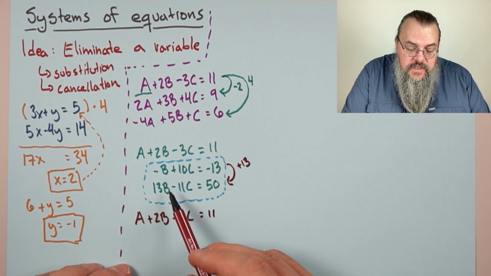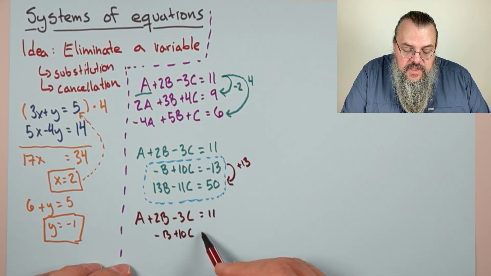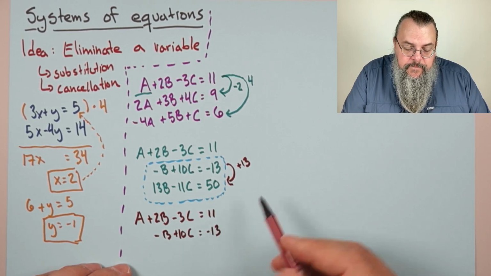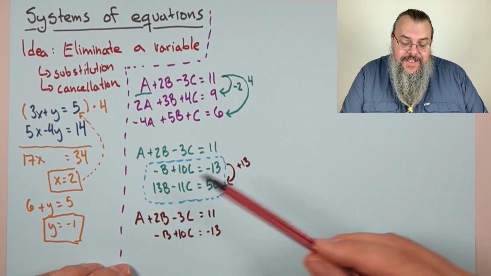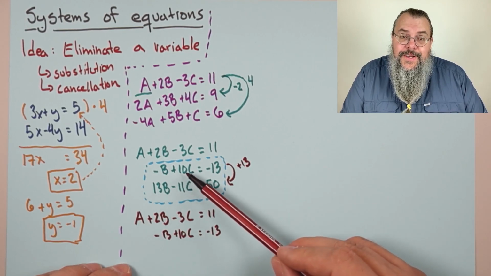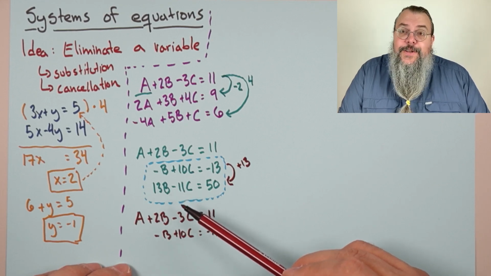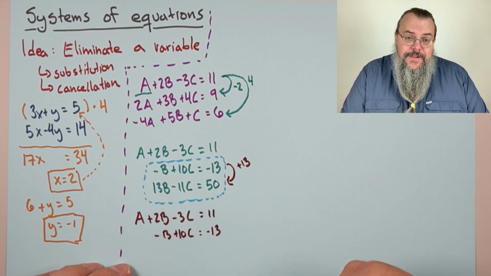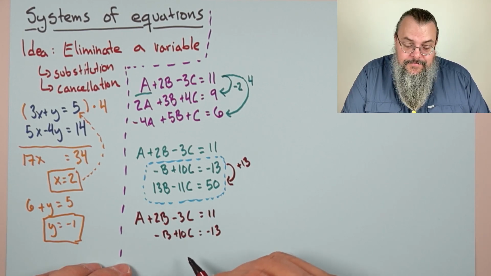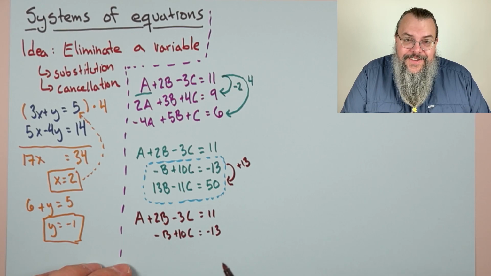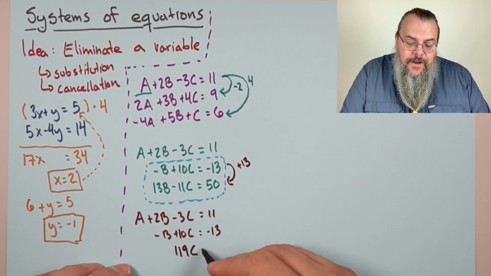Okay, first equation, second equation, and we're just changing the third equation. So minus 13 plus 13, 0. 130 subtract 11. All right, so 130 subtract 11 is 119? Yes? No? Yes, it is. All right, so 119c.